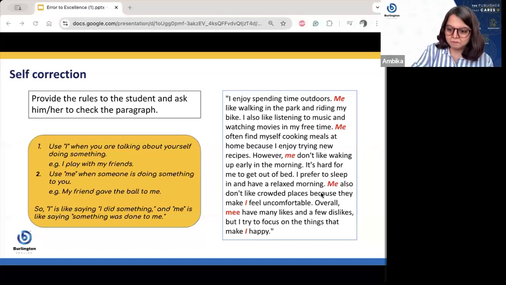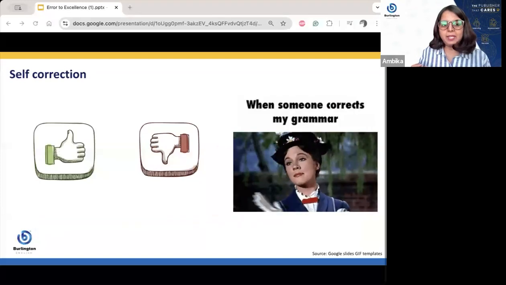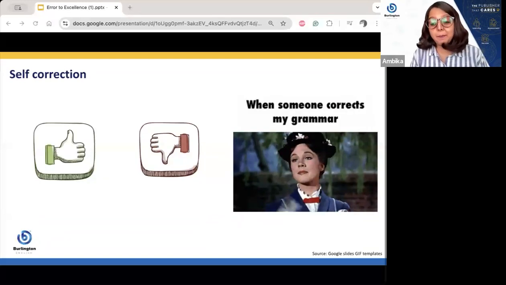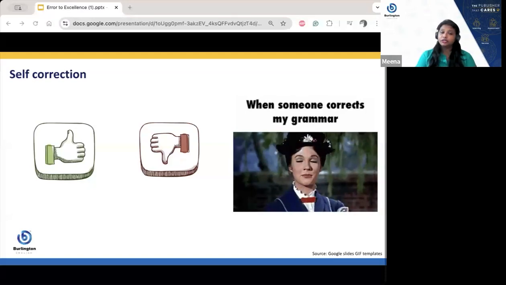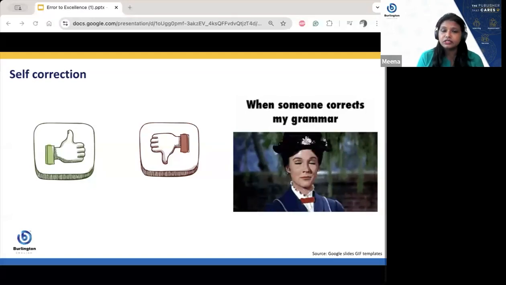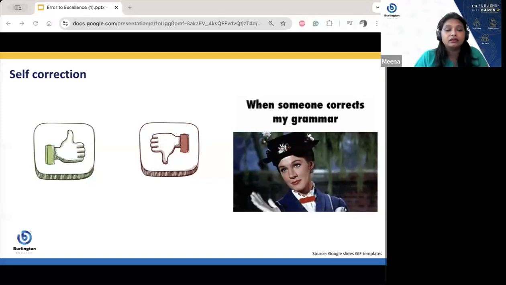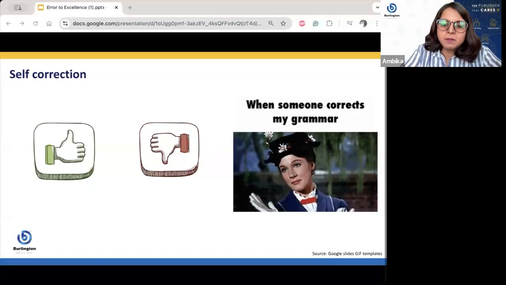Okay. Meena, what do you think? Is there an issue with this, or what do you think is the benefit? Probably the benefit, I think, is ownership. It can build confidence because they will start correcting their own mistakes. They can take ownership of their learning, and the teacher can also get a better understanding of the students' learning in the class, and it saves a lot of time as well.